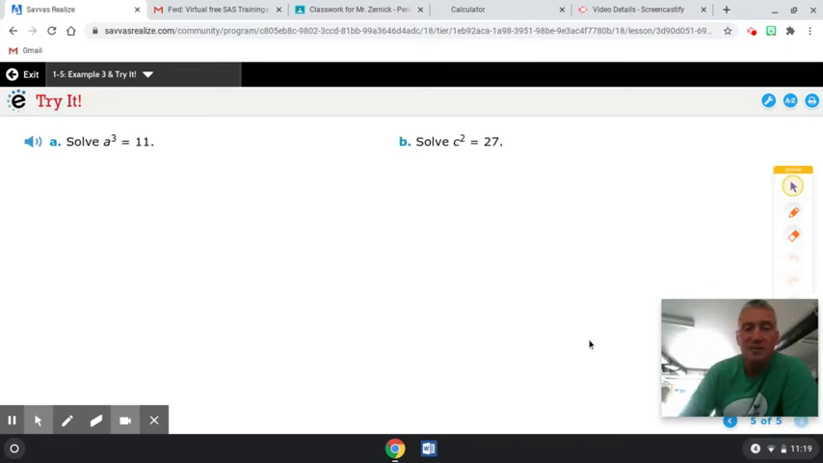And the last part of this example is just saying to solve these ones. And again, if I solve a cubed equals 11, 11 is not a perfect cube, so all we have to write is the cube root of 11. That would be my answer. I don't have to write the irrational number. And c squared equals 27. Well, c squared equals 27 just means that there is a positive or negative square root of 27. Because the square root of 27 is irrational, I don't have to write all those numbers. All I have to write is the positive or negative square root of 27.